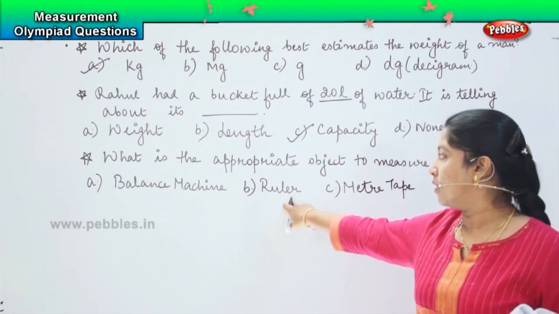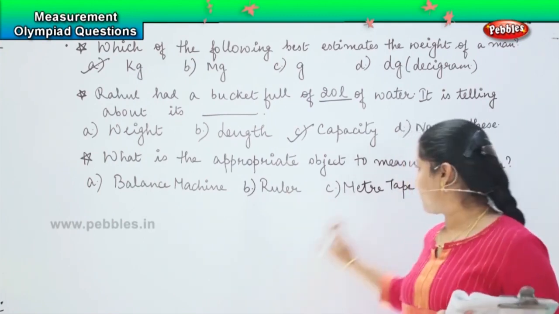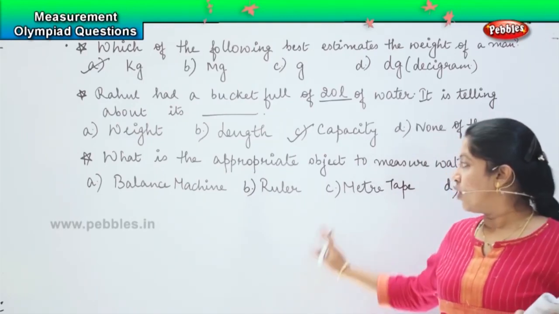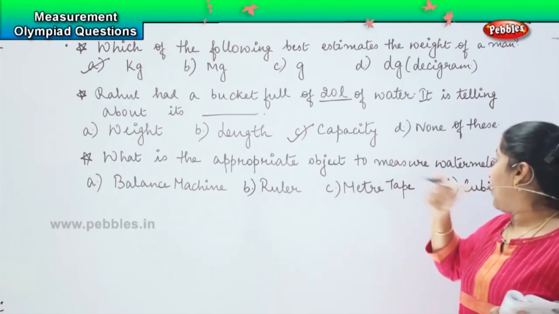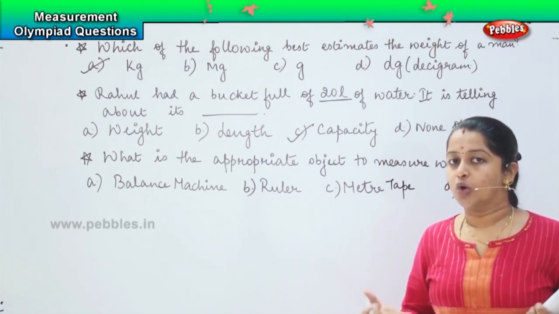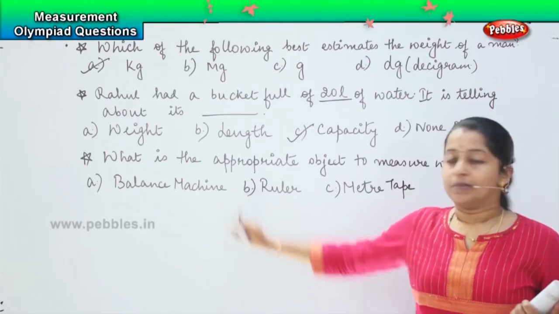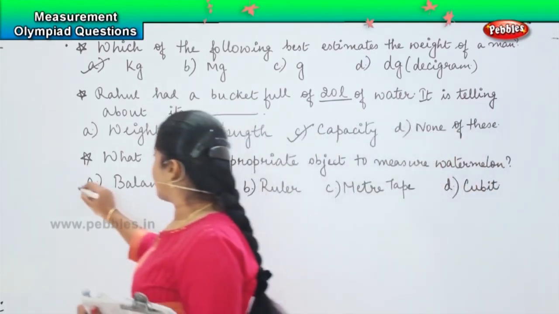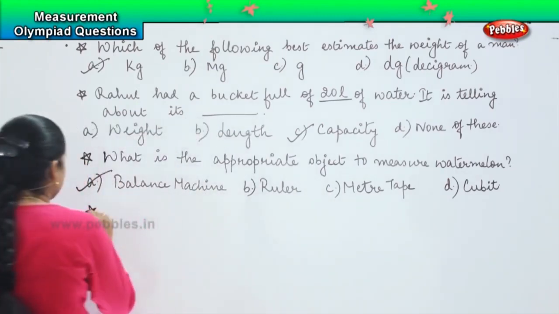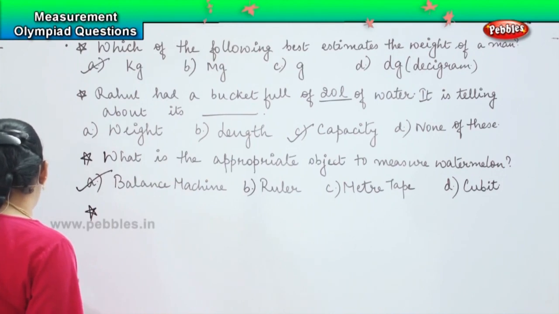Next one is ruler. Ruler is also used to measure the length of an object. Meter tape is also used to measure the length of an object. Whereas here we want to weigh the watermelon. We don't have to see the length of the watermelon. We want to know the weight of it. Right. So it will be the balance machine. So option A is my right answer. Okay. Shall we move further with a new question? Okay. So here is your next question.